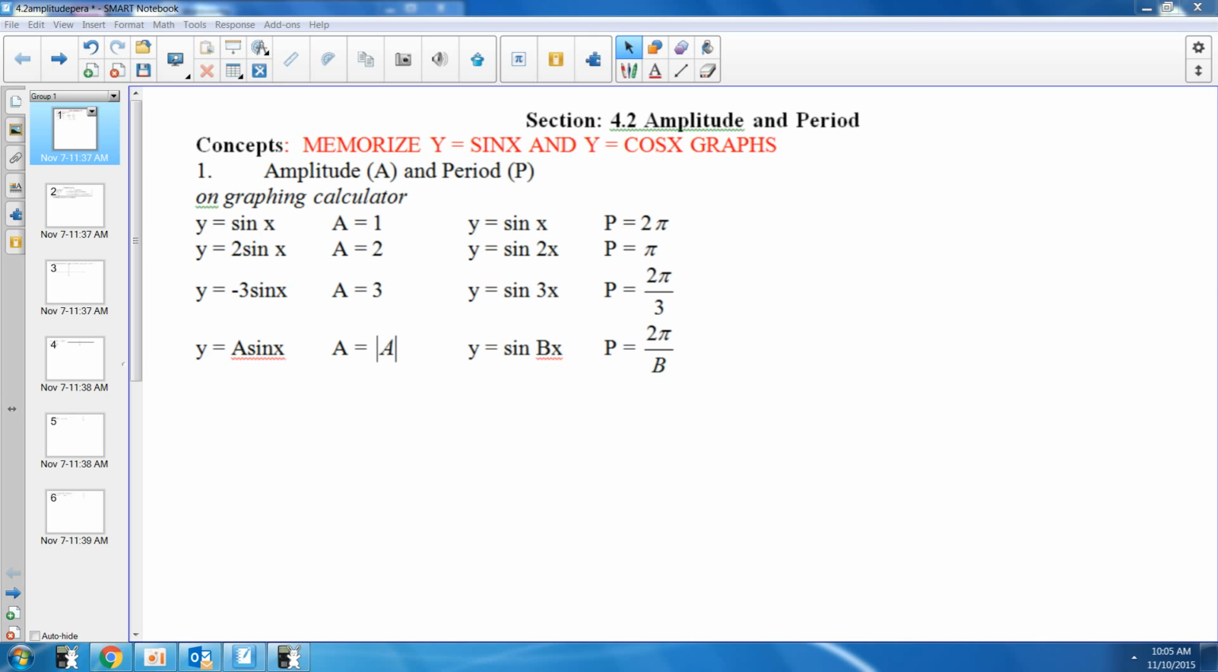So at this point, what we know is that we are able to graph the 6 basic trig functions: the sine graph, the cosine graph, the tangent, cotangent, and the secant and cosecant graphs. Now we're just going to focus on 2 graphs, which is the sine and cosine graph, and look at the amplitudes and periods of them. We're going to use your graphing calculators today to develop some of these concepts.